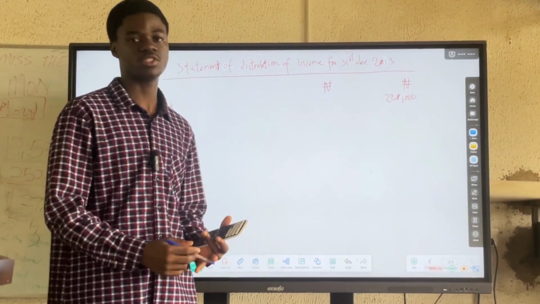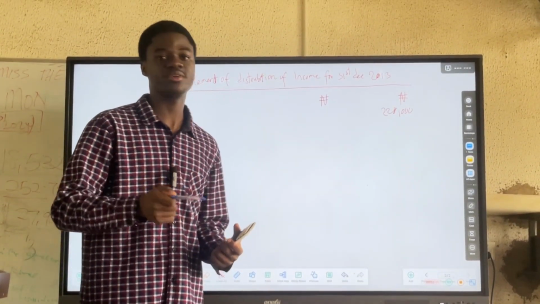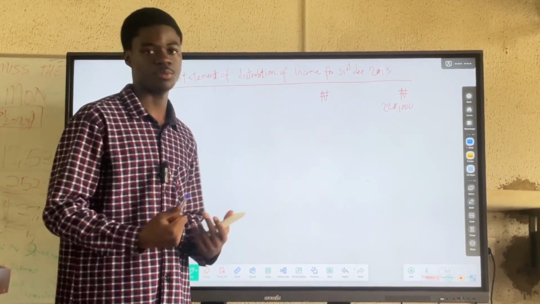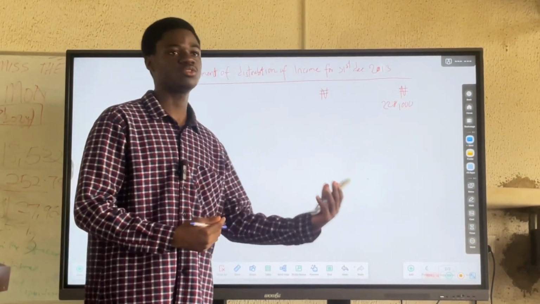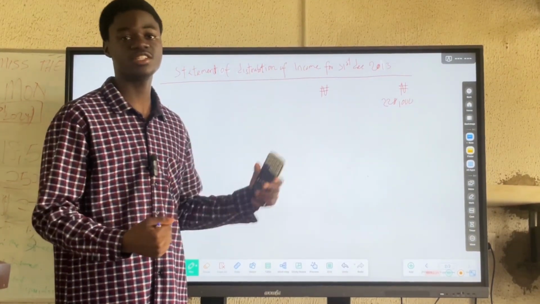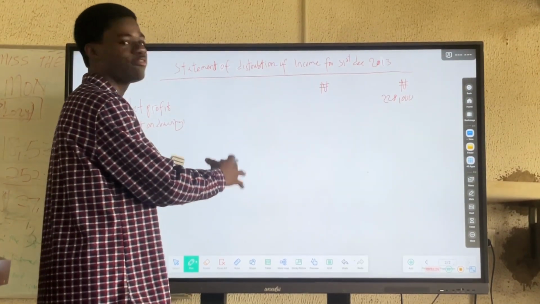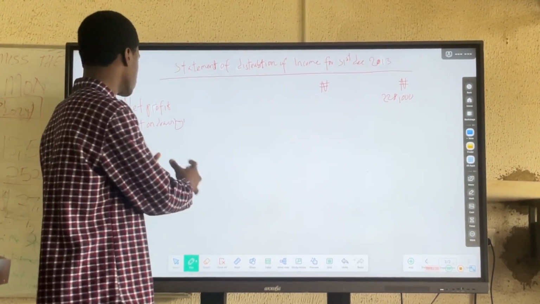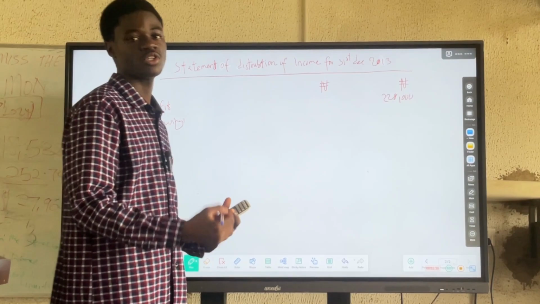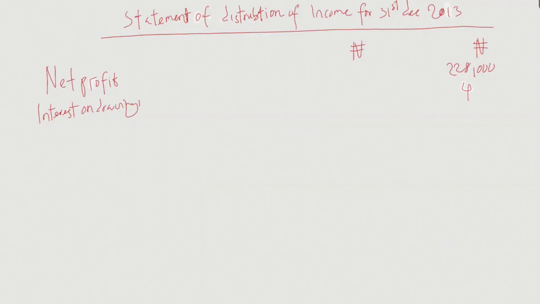Why are we adding interest on drawings? Because to the partnership, it is an income. Remember, it's interest on the drawings that the partners took from the business. So to the business, it's an income, but to the partners taking the drawings, that interest will serve as a cost. We are preparing this statement of distribution of income for the partnership as a whole, so we account for this interest on drawings as an income. So we add 4,000, and when we add 4,000, we have 232,000.